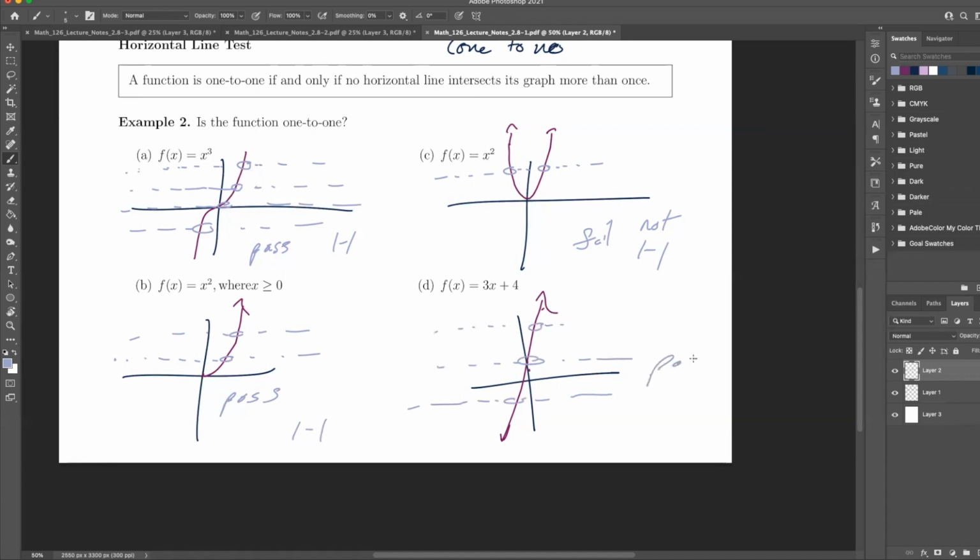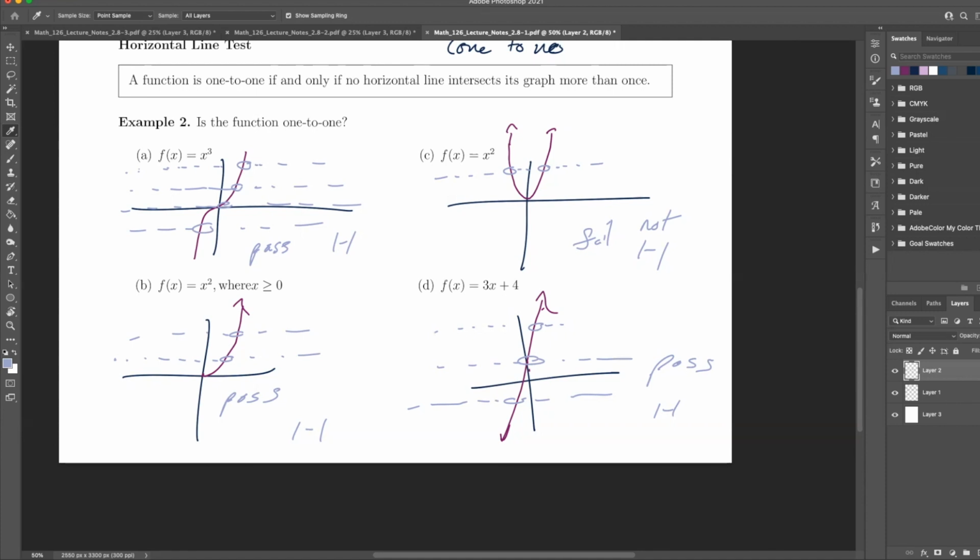Okay, so this passes. So this is 1 to 1. Notice here this is different than what we use for a function. For every input, there's a unique output, meaning it's different from everyone else's output. That's really what it means.